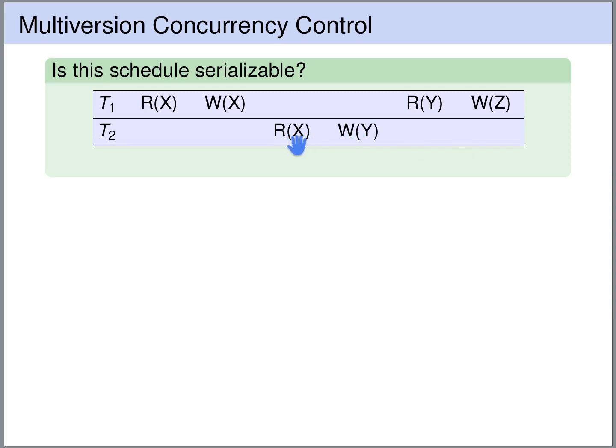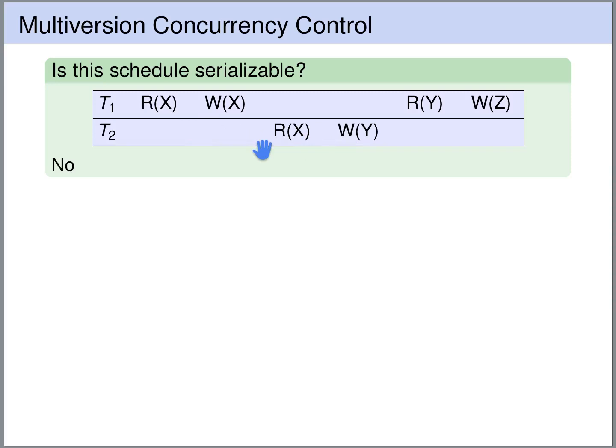This read of x has to be after this write, otherwise we do not read the updated value. This read of y has to be after this write, otherwise this read will not read the updated value. So this schedule is not serializable. We can neither execute T1 before T2 nor the other way around with the same result for the database.